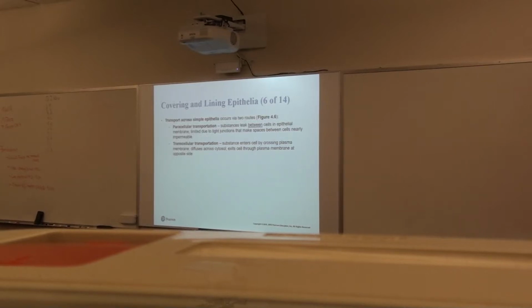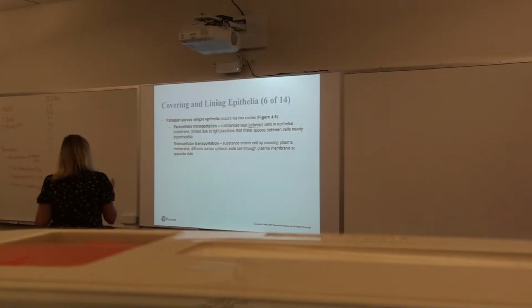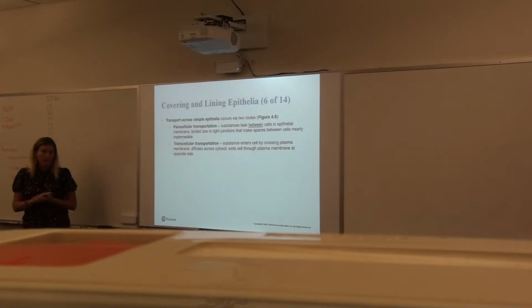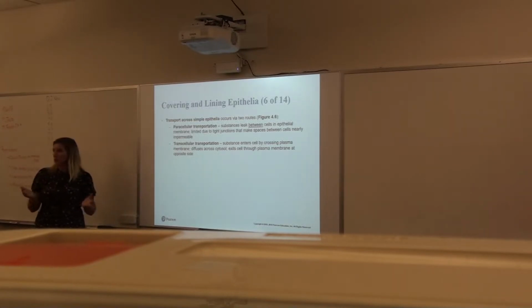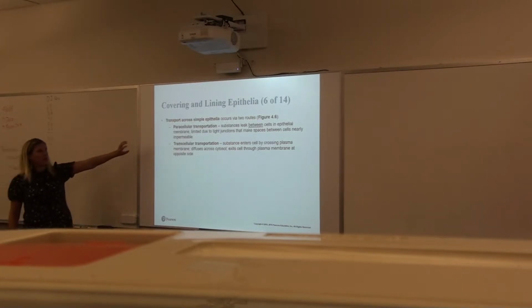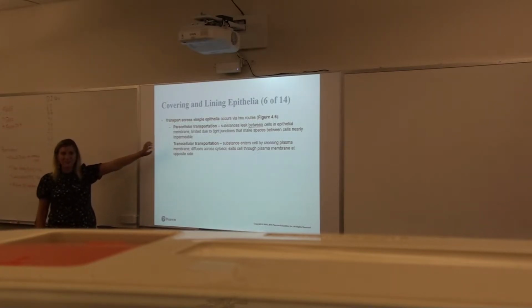Today we're continuing with epithelial tissue and chapter 4. And so we left off talking about pseudostratified ciliated columnar epithelium, and that of course is found mostly in the upper respiratory tract. It has that cilia there to kind of capture any dirt and debris that comes in. Now we're going to start talking about how stuff gets across simple epithelia.